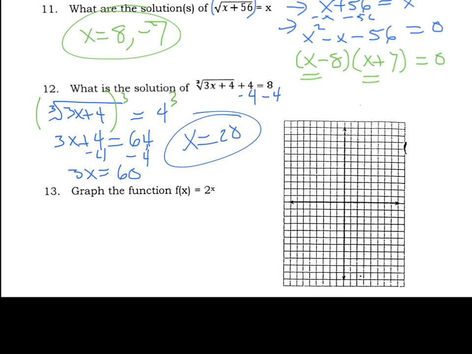Alright, last problem for this page. Graph the function f of x equals 2 to the x. And you can probably just use your y equals menu on your calculator, but if you were doing it by hand, I would do some input and some output. If you put a 0 in, 2 to the 0 is 1. If you put a 1 in, 2 to the first equals 2. If you put a 2 in, 2 to the second equals 4. And you'll end up with something like this. Exponential growth, there's an asymptote, and all that good stuff.